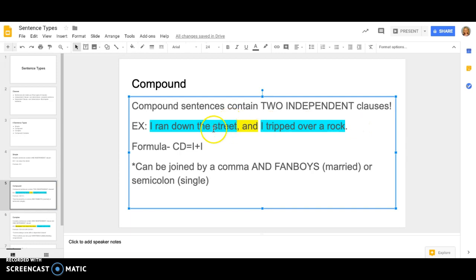So if you notice, the independent clauses in this example are highlighted blue. I ran down the street. That's one complete independent clause. I tripped over a rock. That's also one complete independent clause. If we take those two sentences and join them together and put comma and in the middle, it becomes a compound sentence because there is more than one independent clause in that sentence.